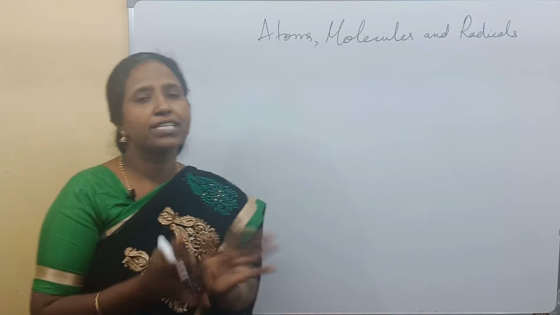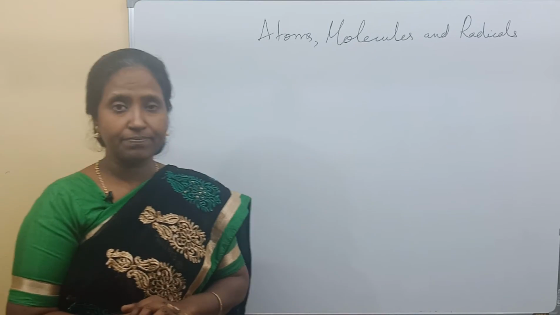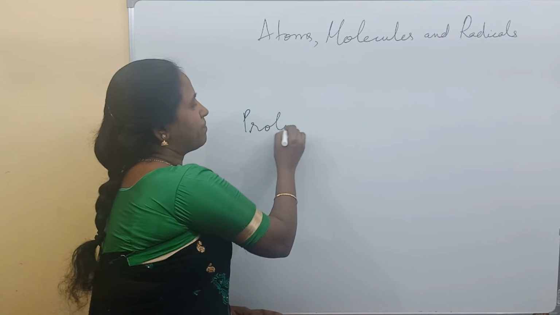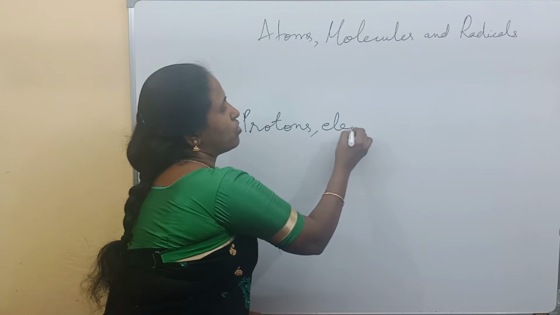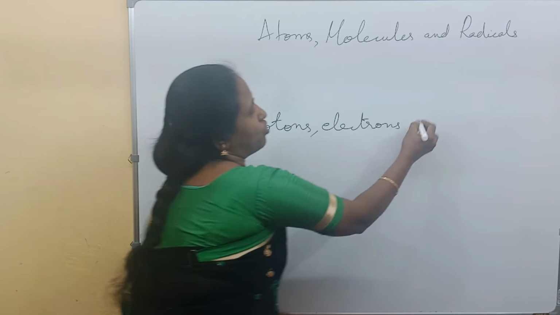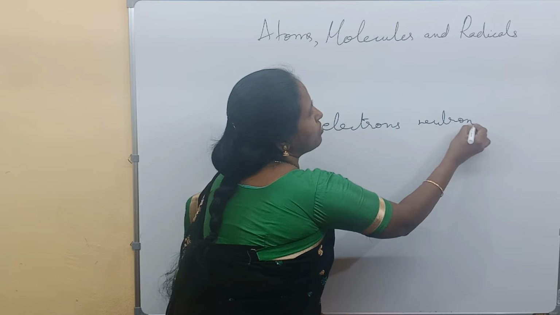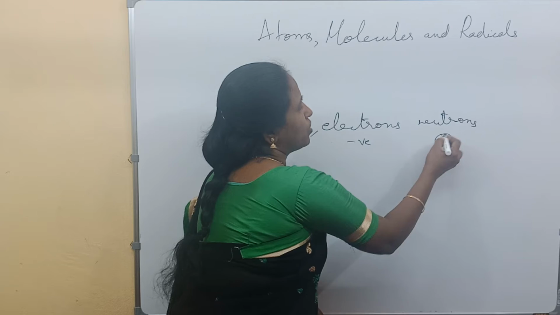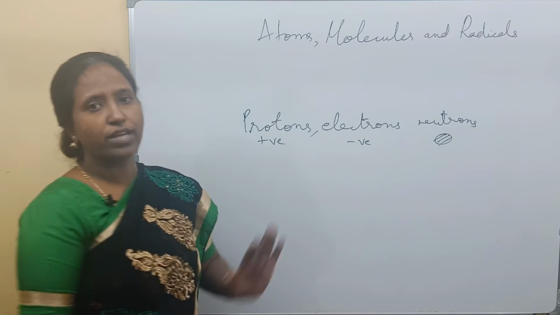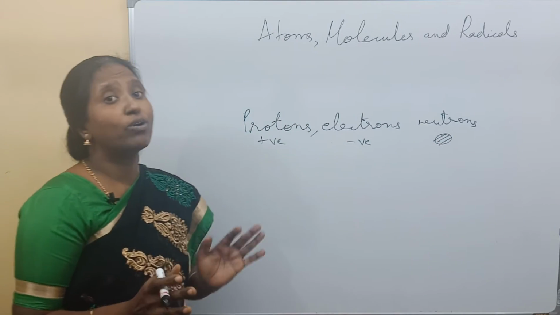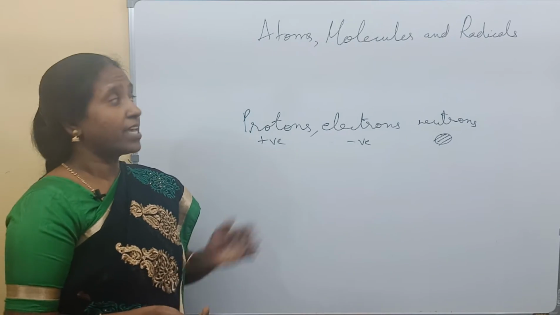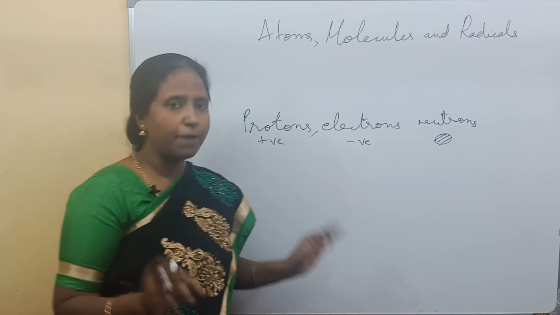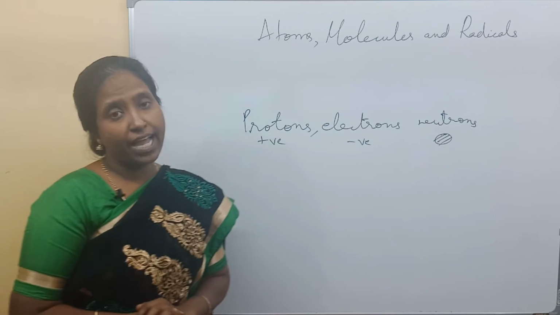Atoms are the basic unit of any element. An atom consists of protons, electrons and neutrons. Protons are positively charged, electrons are negatively charged, and neutrons are neutral, with no charge at all. So an atom as a whole is neutral. That means the number of protons is always equal to the number of electrons. Clear?